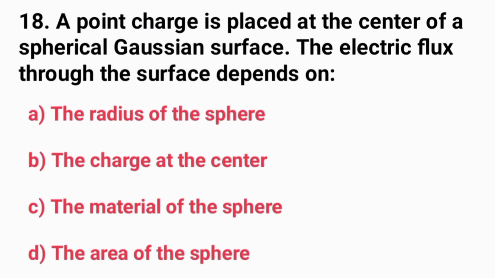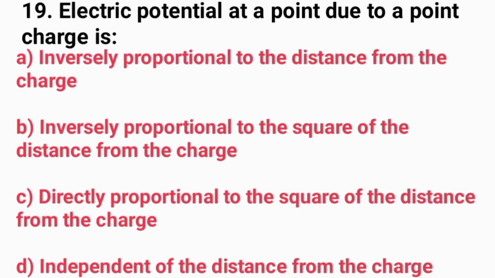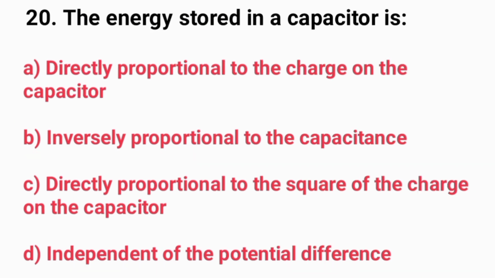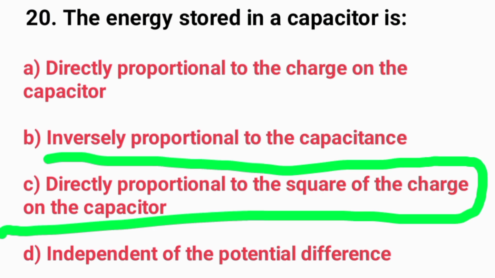Question number 18. A point charge is placed at the center of a spherical Gaussian surface. The electric flux through the surface depends on. The correct answer is option B, the charge at the center. Question number 19. Electric potential at a point due to a point charge is. The correct answer is option A, inversely proportional to the distance from the charge. Question number 20. The energy stored in a capacitor is. The correct answer is option C, directly proportional to the square of the charge on the capacitor.